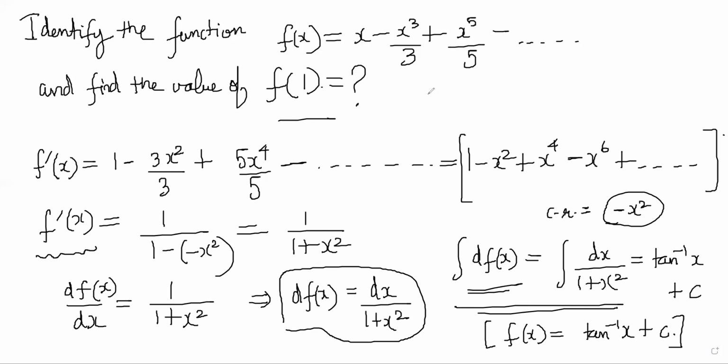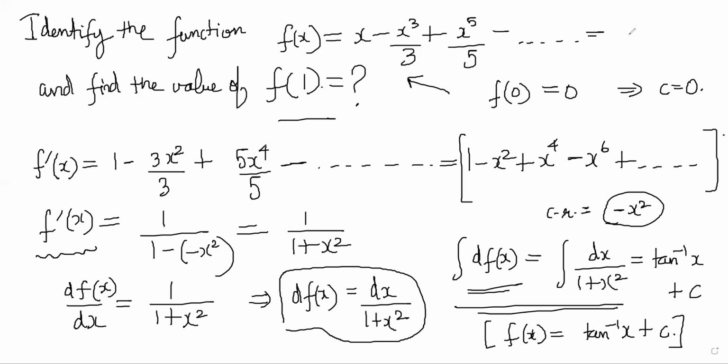The constant value can be gotten by checking the value of f of 0. f of 0 in this function is equal to 0. So if you put 0 here, you'll get f of 0 is equal to tan inverse 0, which is 0, plus c. So therefore c must be 0. So this implies c is equal to 0.